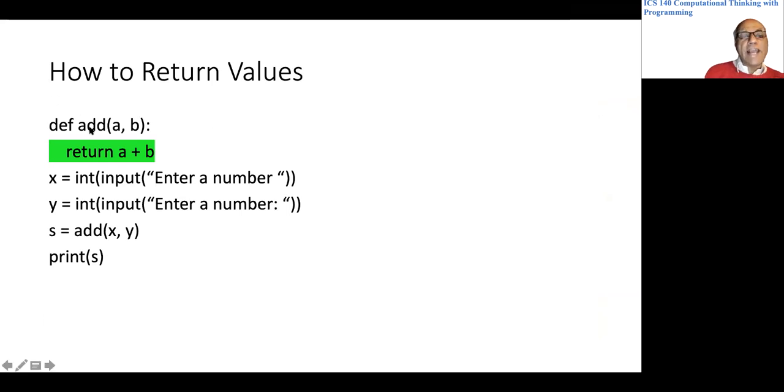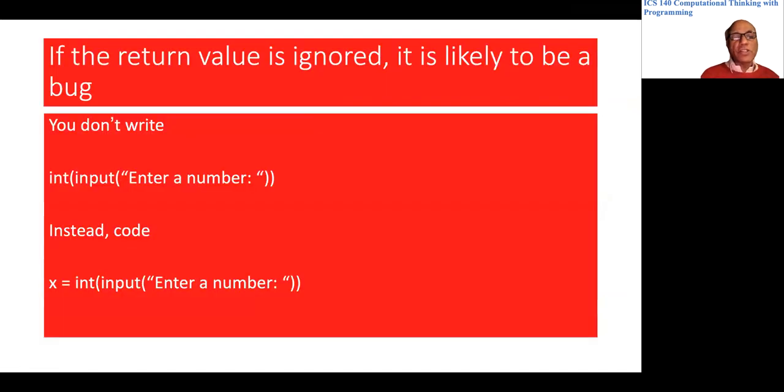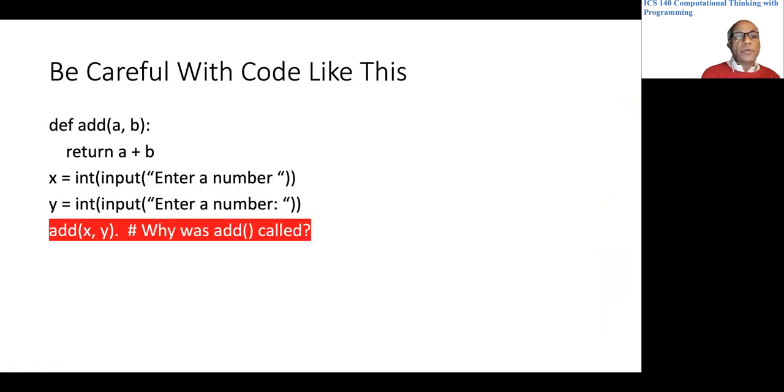Here is a function add. It gets two parameters a and b. There are values there, and the function adds a and b and returns the result. If a function returns a result, you should use it. For example, I'm calling add here with x and y.